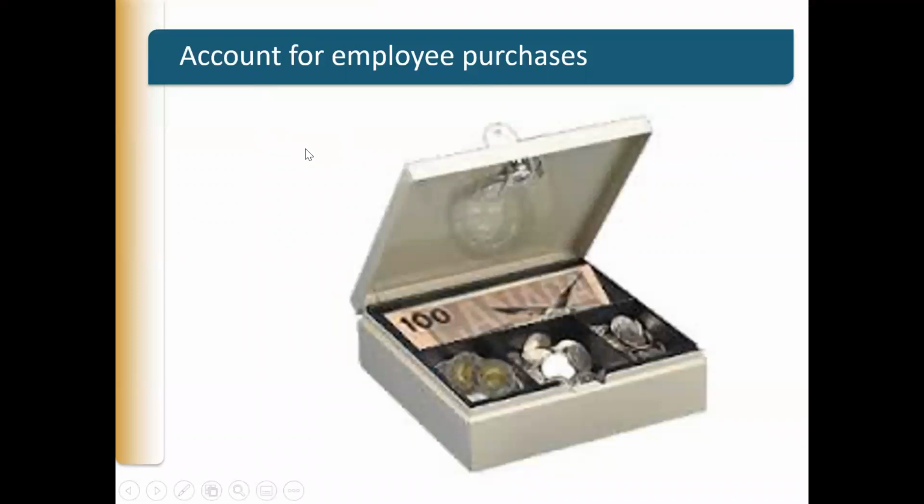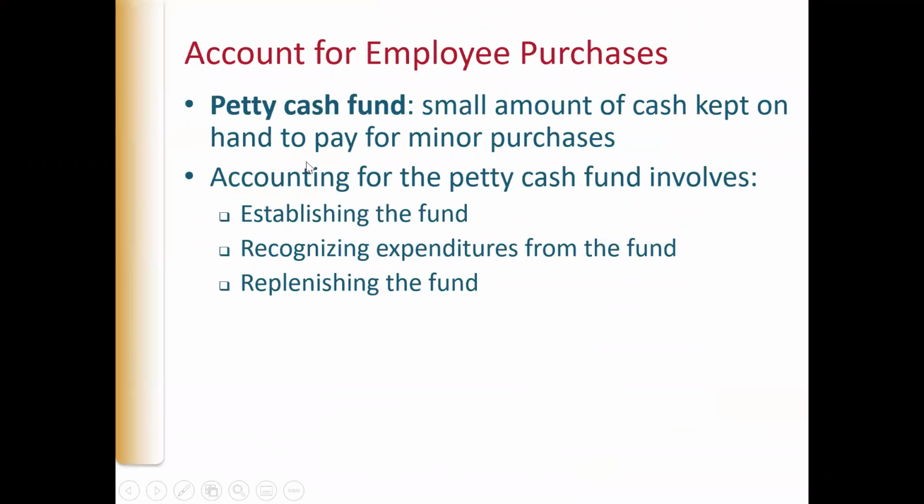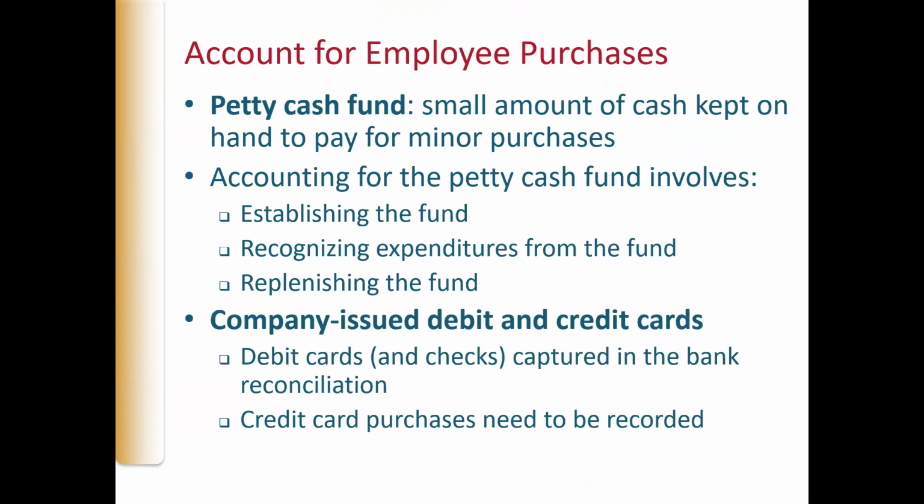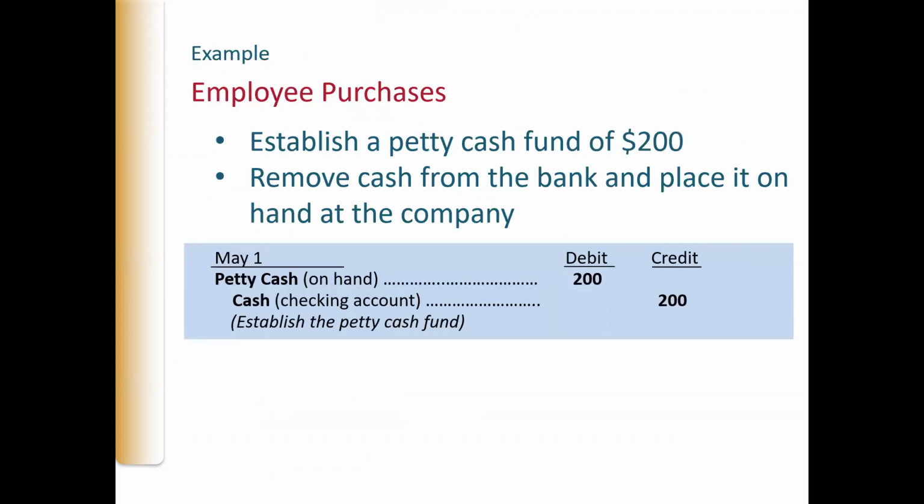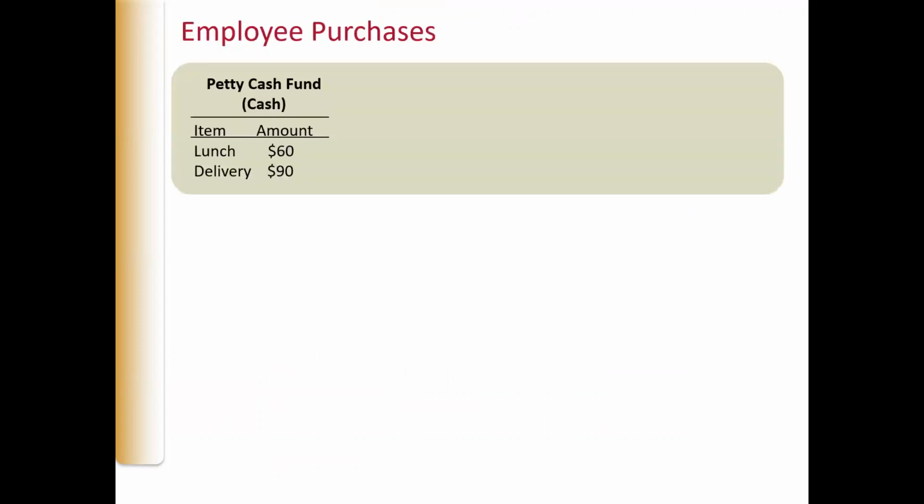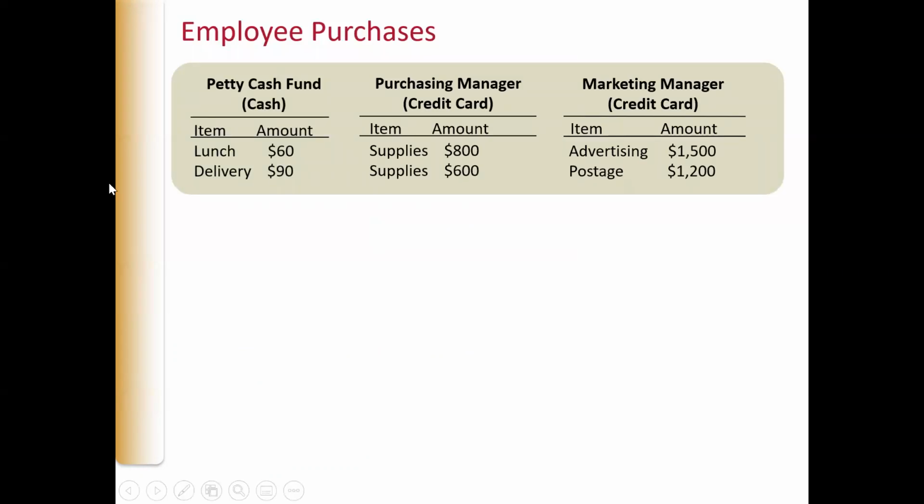So how do we account for employee purchases? Most companies have what we call a petty cash fund, which we use for small purchases or small items. Companies also issue credit cards or debit cards for managers to utilize. When a petty cash fund is established, you just debit the petty cash account and credit your cash. As the items get used in the petty cash, we'll show the expense and continue to replenish our petty cash fund.